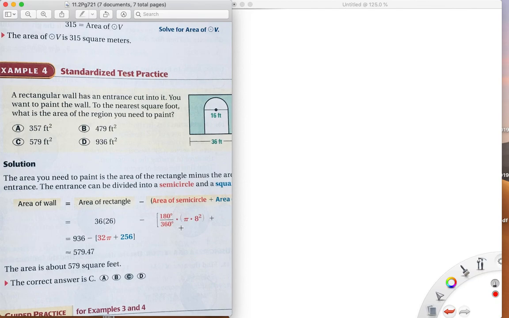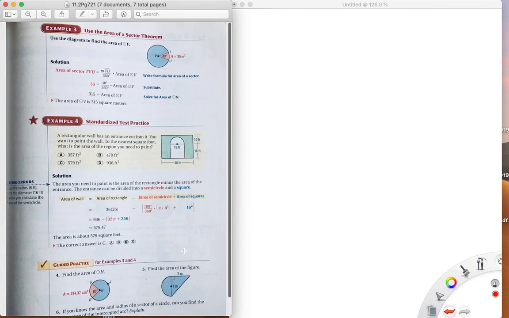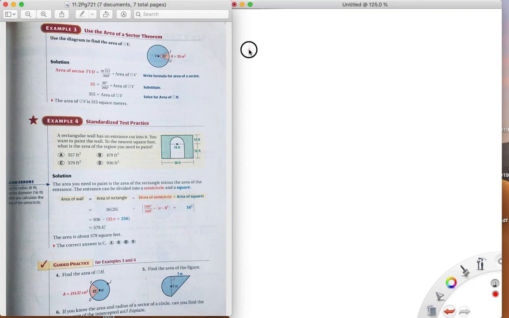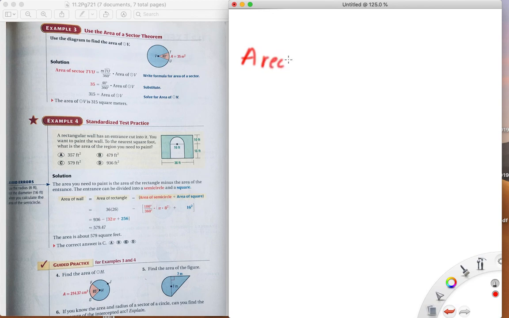So what they do is they get the area of the rectangle, and the area of the rectangle is 26 times 36. And that's going to give me 936. You're going to subtract the semicircle and the area of the square.